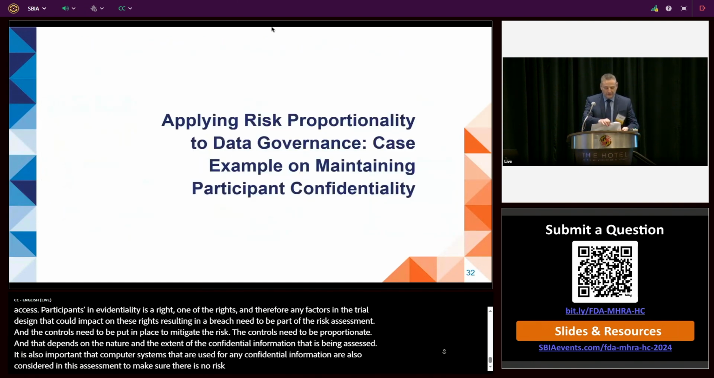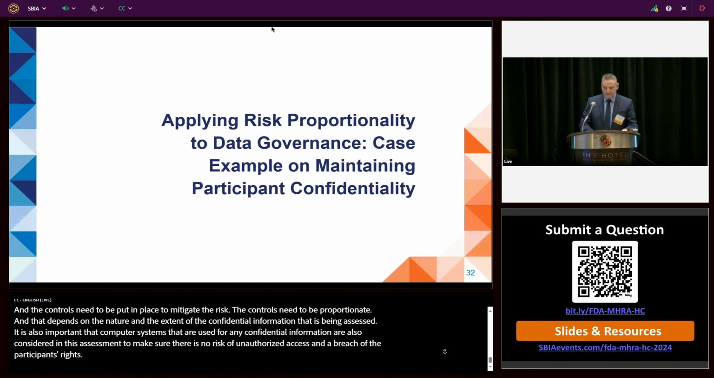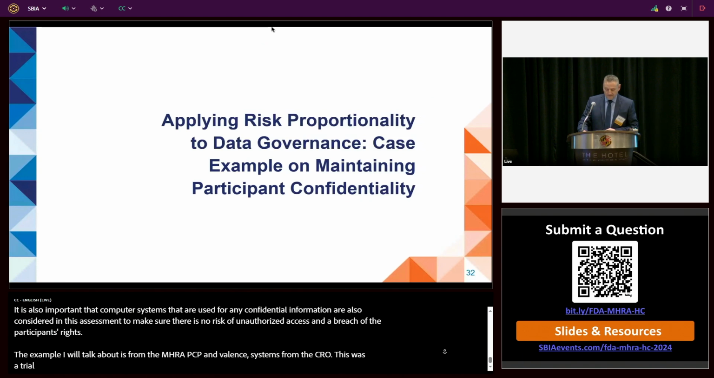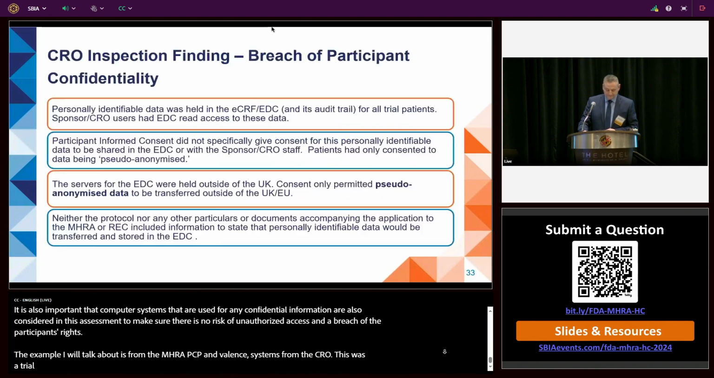So the example that I'm going to talk about is from an MHRA routine GCP surveillance systems inspection of a CRO, and the trial was selected as an example trial to be reviewed for GCP compliance, so there was no trigger in relation to confidential information management.